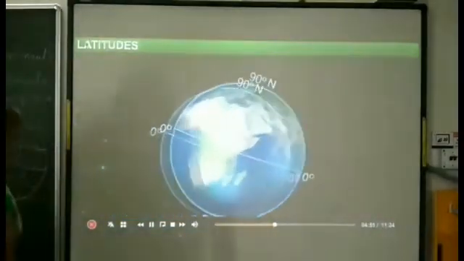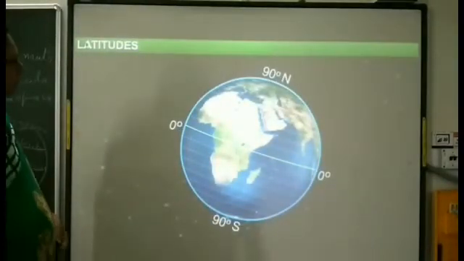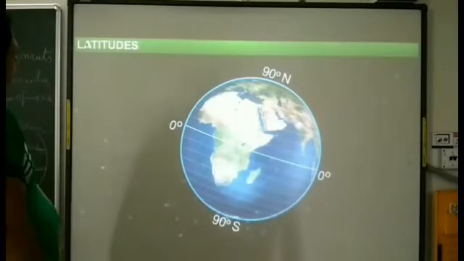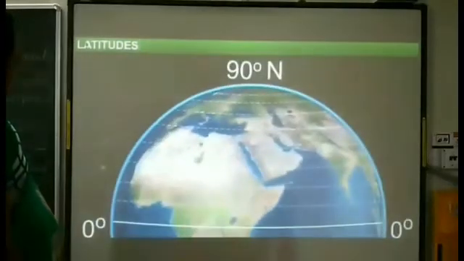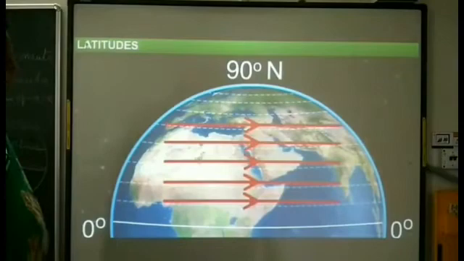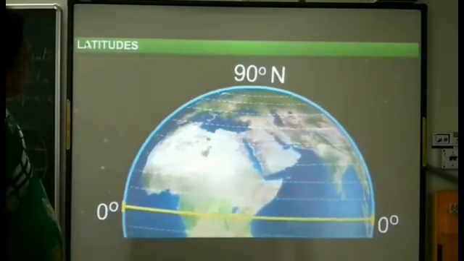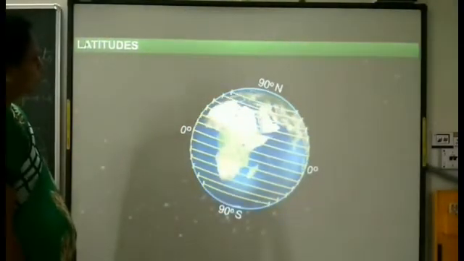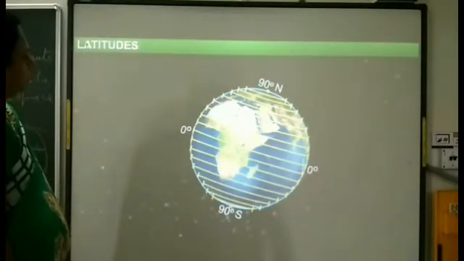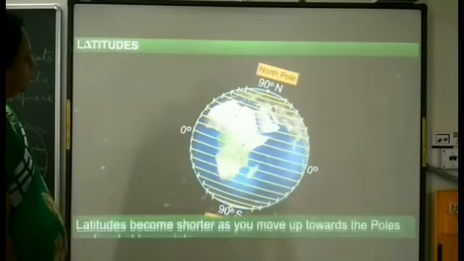Before we go further, let's look at some basic features of latitudes. As you may have noticed, the lines of latitudes are parallel to each other. Therefore, they are called parallels of latitudes. These lines become shorter as you move up towards the poles and end at 2 points, the North and the South Pole.